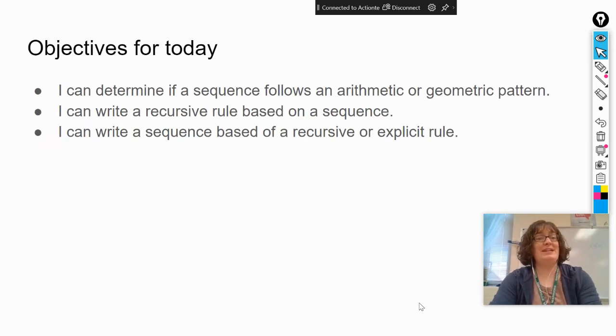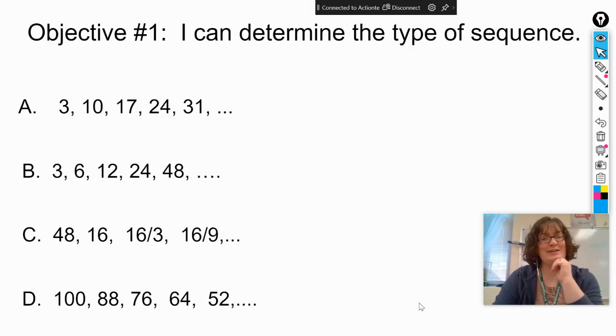Our objectives for today are threefold. Number one, we're going to determine if a sequence follows an arithmetic or geometric pattern. Number two, we're going to write a recursive rule based on the sequence that we see. And number three, we're going to write the sequence based on the rule that we see. So let's jump right in and get started.